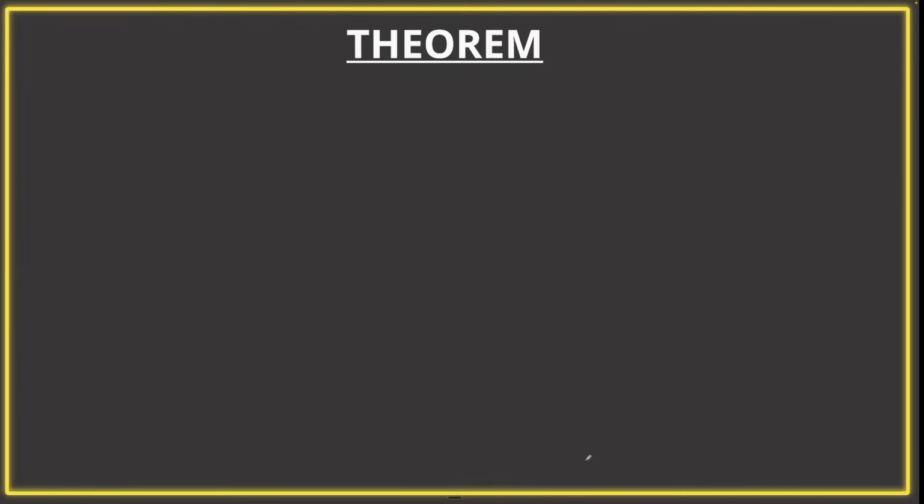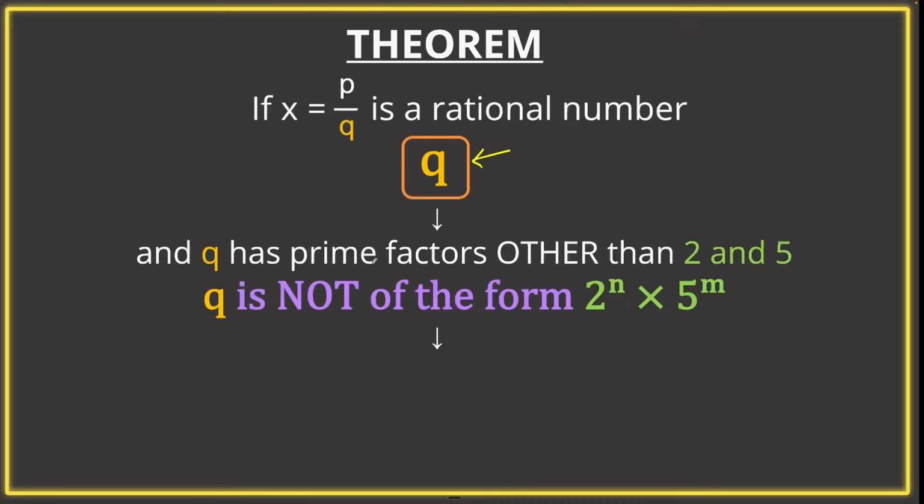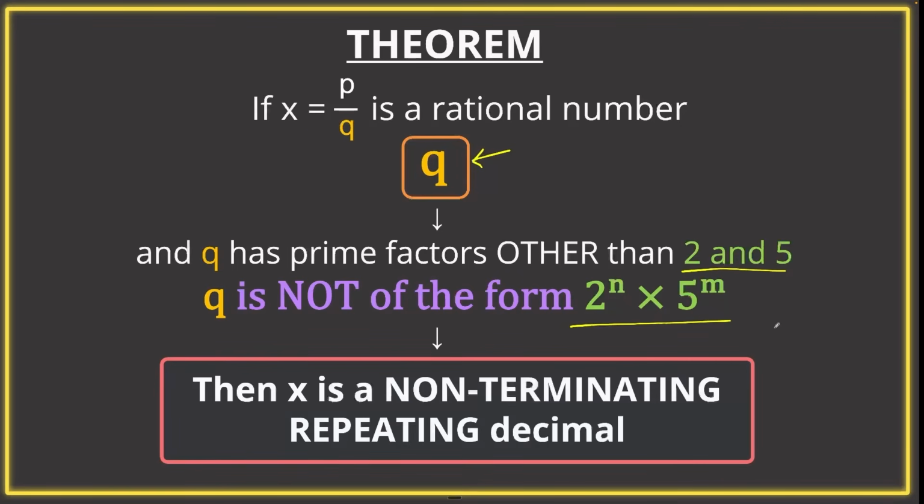The pattern is written as a theorem. If x equals p by q is a rational number, then if q, which is the denominator, has prime factors other than 2 and 5, and is not of the form 2 power n times 5 power m, then the number x will have a non-terminating and repeating decimal. If q has any other prime factors other than 2 or 5, then it cannot be written in the form 2 power n times 5 power m, and that will lead to a decimal which is non-terminating and repeating. That is the key point.